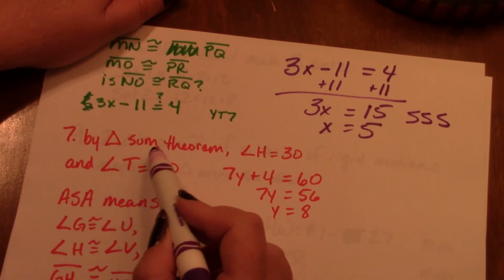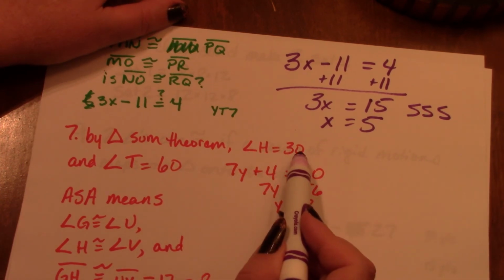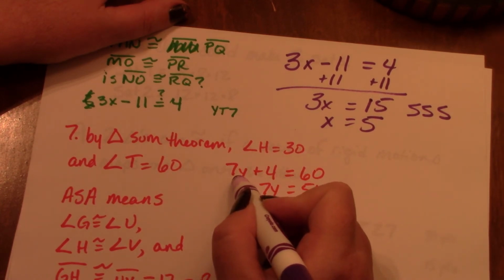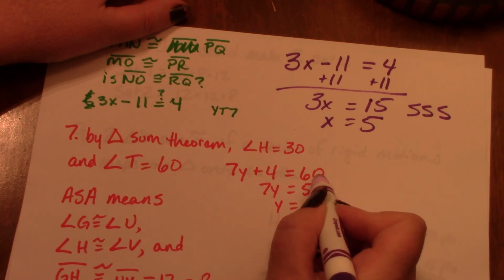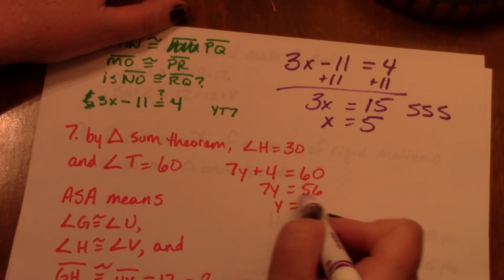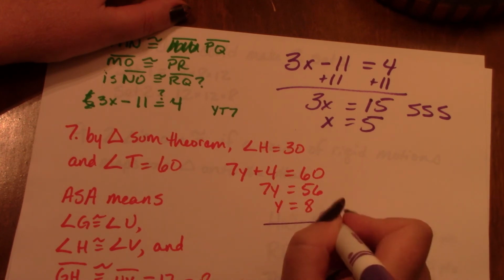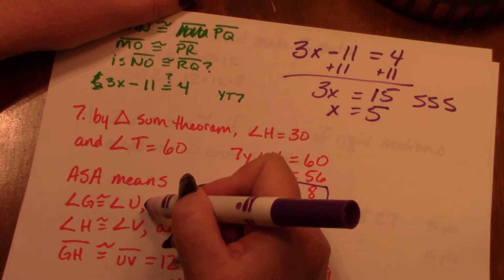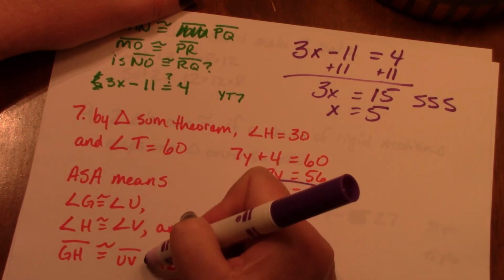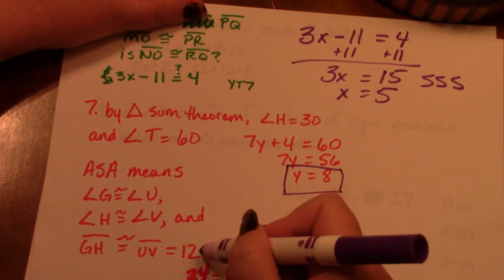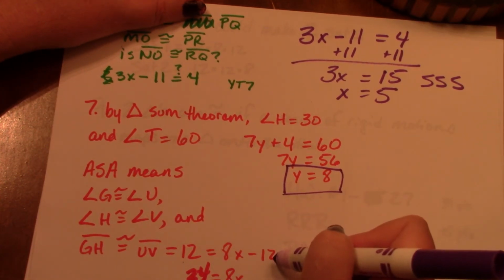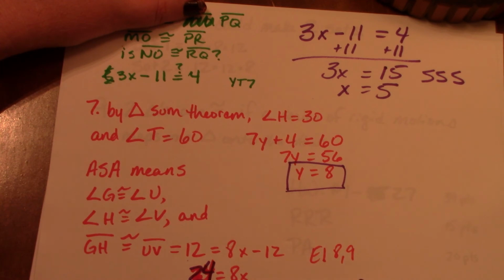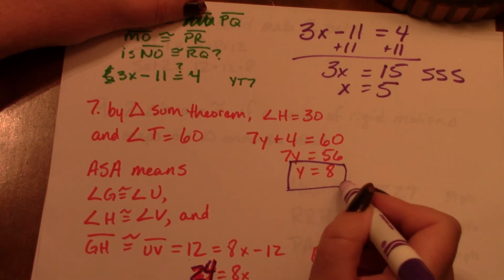With number 7, by the triangle sum theorem, we know that angle H equals 30 and angle T equals 60. So we know then that 7y plus 4 equals 60 because those two are congruent angles. 7y is 56, y equals 8. So we've solved for y, and then because of ASA, G equals U, H equals V, and line GH equals line UV, which both equal 12, which also both should equal 8x minus 12. So when you solve for x, x equals 3. So I've got an x and a y.